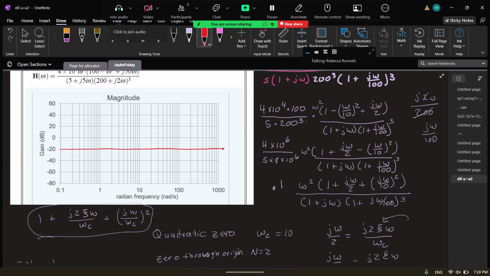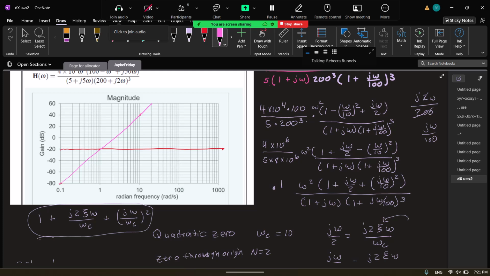I have a zero through the origin of order 2. So the zero through the origin of order 2, that goes through the axis at 1, and since it's order 2, it has slope 40. Is it always 40 for order 2 or higher? No, if it's order of 3, it would be 60, and order of 4 would be 80, and so forth. And we have order 3 coming up.